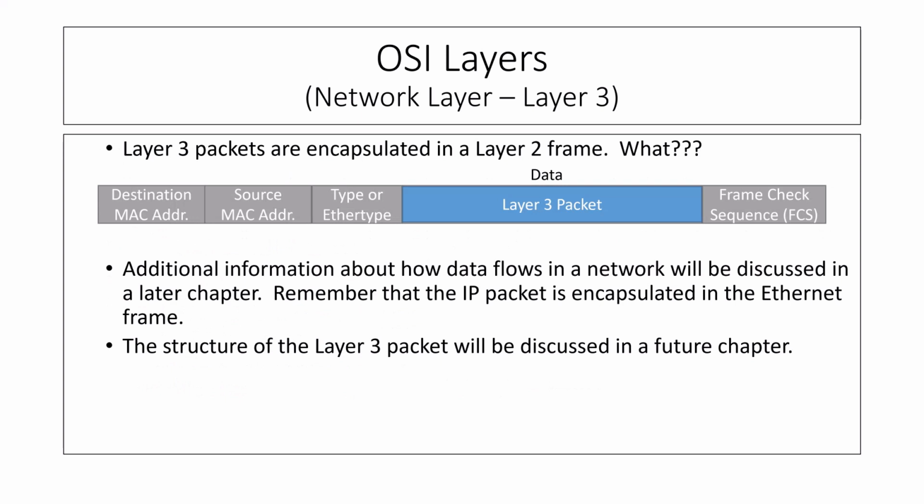How do we know what's in that layer 3 packet? The type will have a number in there that will tell us what that layer 3 packet contains. So we'll discuss how this data flows in a network in a later chapter, but remember, for this chapter, the IP packet is encapsulated in the Ethernet frame.